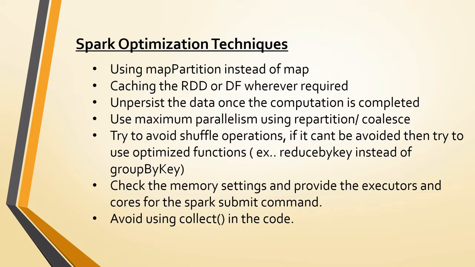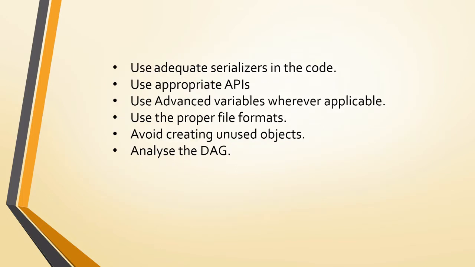Some things to remember in the code: avoid using collect. Also use adequate serializers in the code. By default, Spark uses the Java serializer because internally it uses the JVM mechanism, right? So it uses the Java serializer, and it's actually pretty good. It also supports a serializer called Kryo serializer. You have to set the setting org.apache.spark.serializer to the Kryo serializer, and you can use it. It's 10 times faster than the Java serializer.